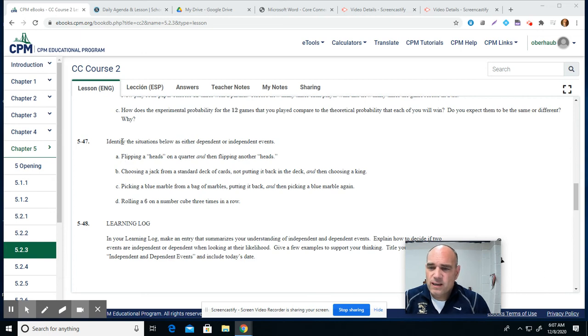So question 47, identify the situations below as either dependent or independent. All right, so independent means that one does not affect the other. Dependent means that if something happens on the first one, then that affects what happens on the second one.